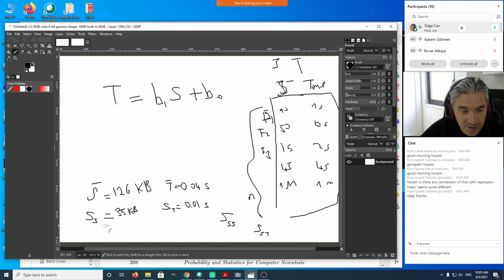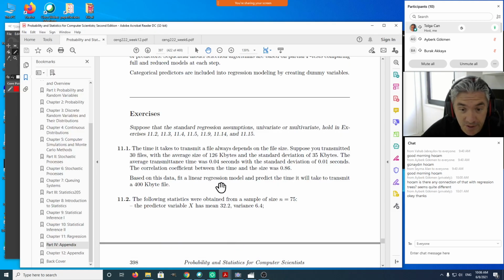If I'm given, for example, SS is given, ST is given, if I know the correlation coefficient between them, I would directly be able to compute B1. And after I know B1, since I know S bar and T bar, I would be able to compute B0 too. Then after that, I will have my model complete. So the only missing link here is the correlation coefficient between these two variables. And that's the last sentence in this first paragraph.